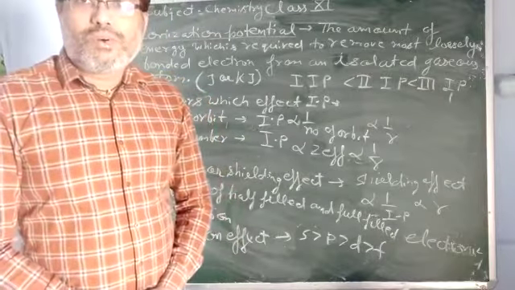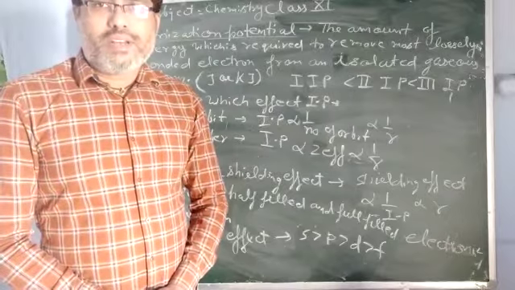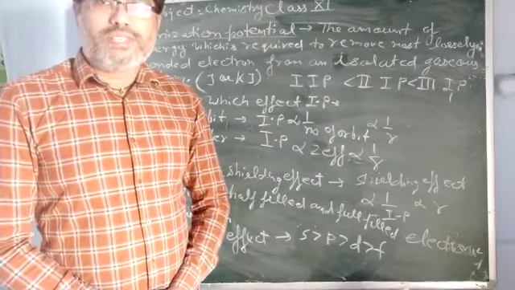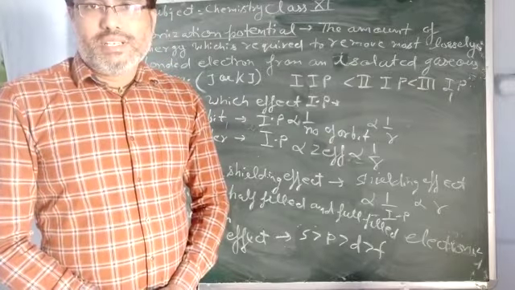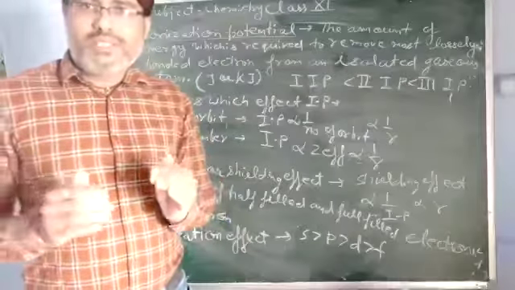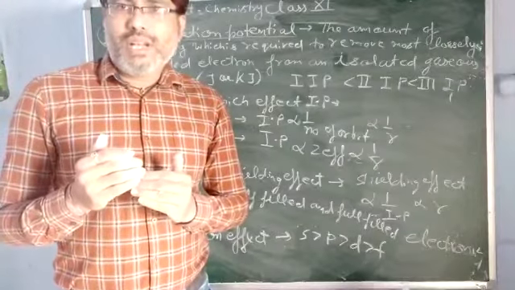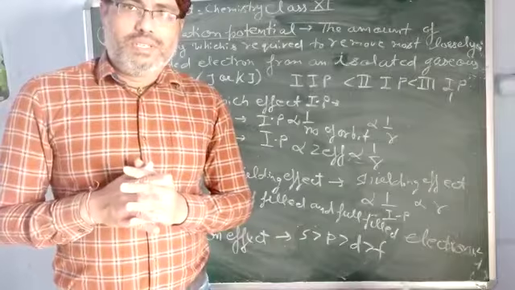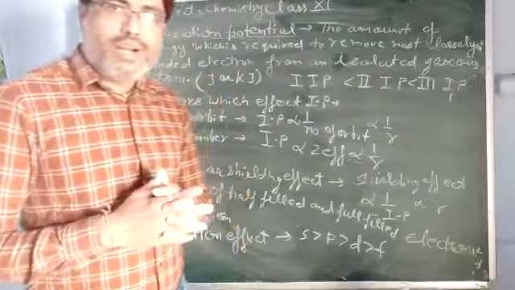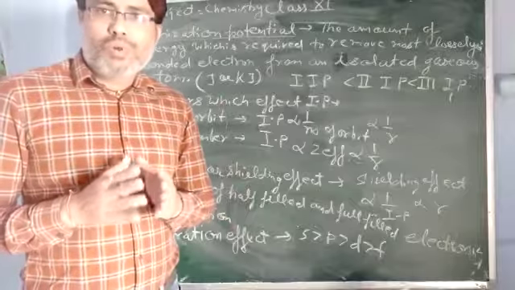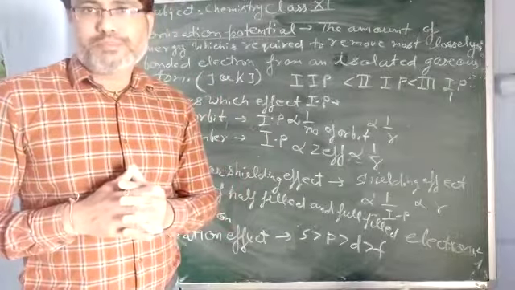Friends, today our topic is ionization potential, or we can say ionization enthalpy, and the factors which affect the ionization potential or ionization energy. Ionization means the formation of an ion by removal of an electron from an atom. Now, what is ionization potential? It is the amount of energy which is required to remove the most loosely bonded electron from an isolated gaseous atom.